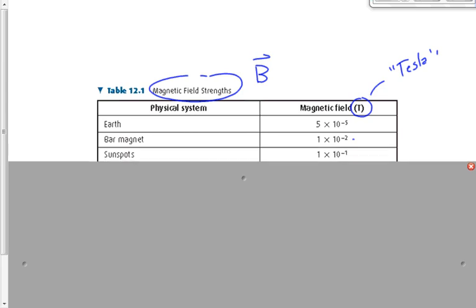A sunspot, this weather that takes place on the sun, releases charged particles and produces a magnetic field that's about 10 times stronger than that. About 10,000 times stronger than the Earth's magnetic field.